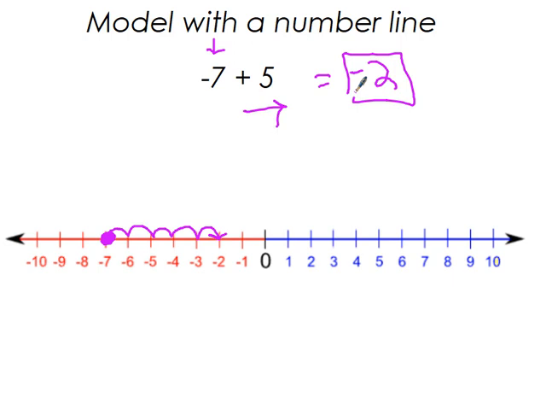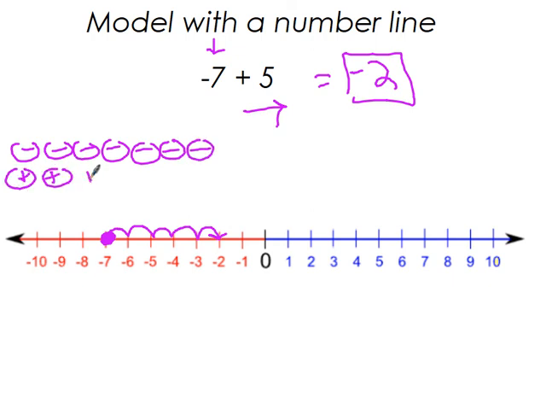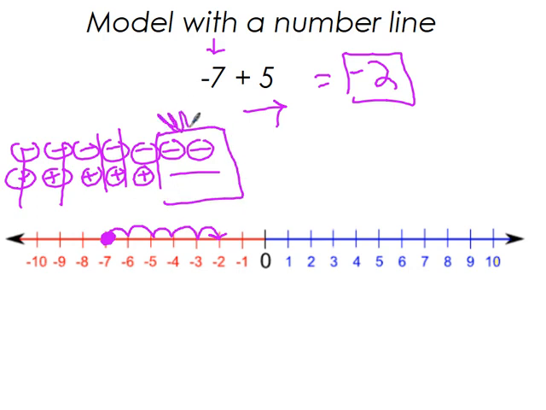You could have also used the counters. You would have had 7 negatives. 4, 5, 6, 7. You could have had 5 positives. 3, 4, 5. We can see how many are going to cancel out. We're left with 2 negatives left. Oh, look, I made a face. That's awesome. Look at that. Boom. Here's some hair for him.